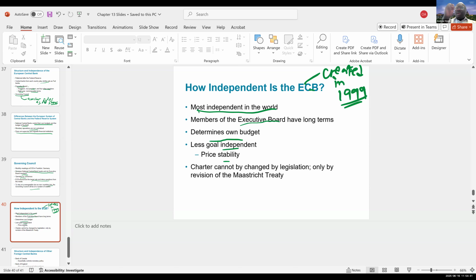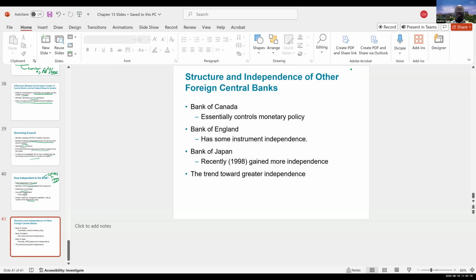So one of the things that makes the ECB very independent is that the charter that formed the ECB cannot be changed by legislation. It's only by revision of the Maastricht Treaty. If you read about the history of the European Union, there's what we call the Maastricht Treaty, a very rigid treaty in Europe that you cannot just change. Politicians cannot change the charter that created the ECB at will, because it was formed through the Maastricht Treaty, which is one of the most rigid treaties in Europe.